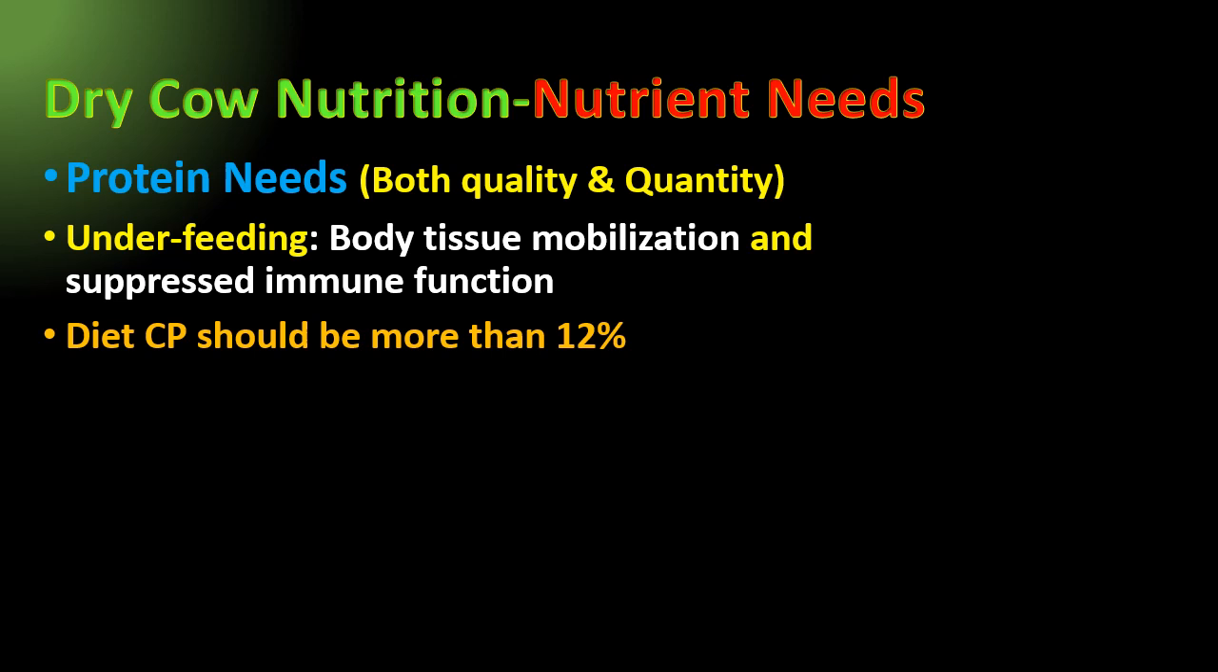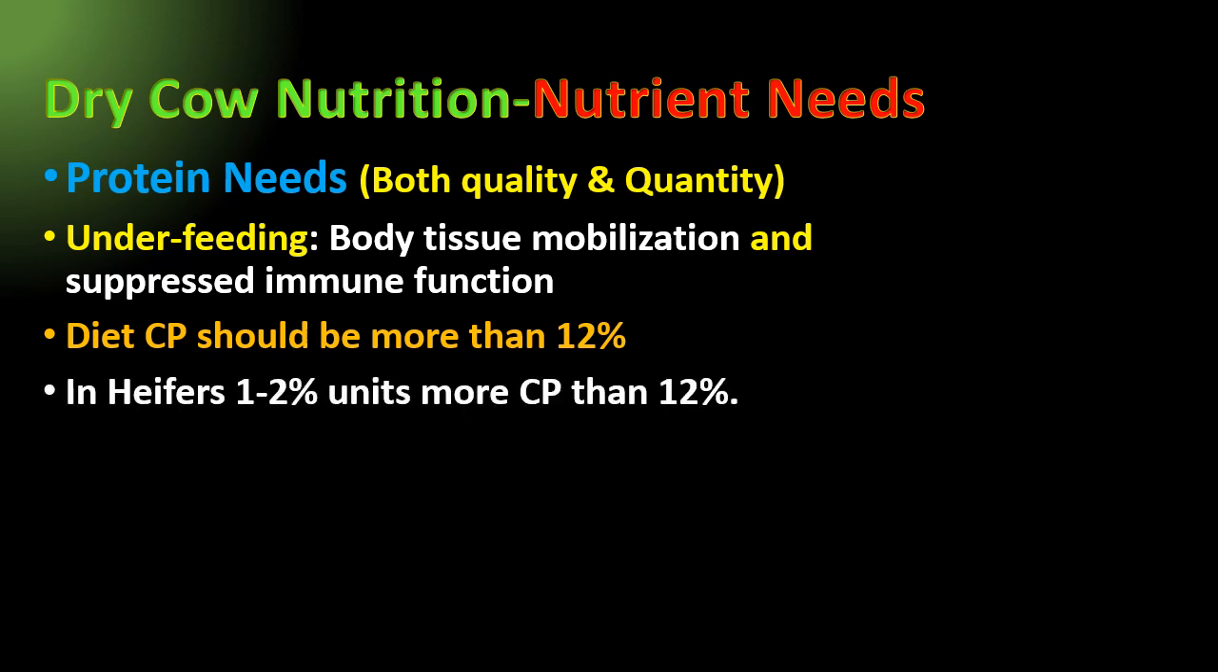And the body protein in the form of skeletal muscle gets mobilized for glucose production. So that's why a good quality protein source that provides all the essential amino acid needs of the animal is very critical in a dry cow feeding program. Heifers require more protein in the diet as compared to the mature cow. This is again related to their low feed intake and their high protein requirement to accommodate their own growth as well as the developing fetus's growth.